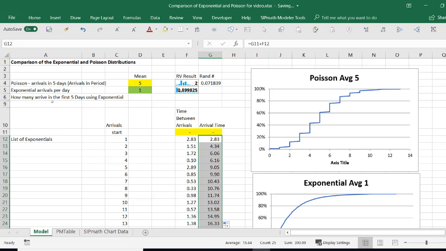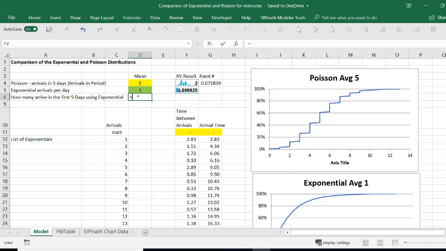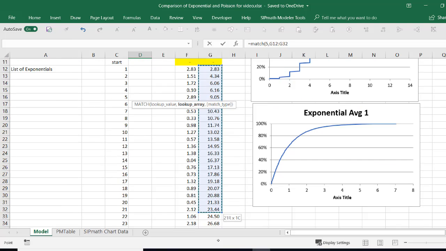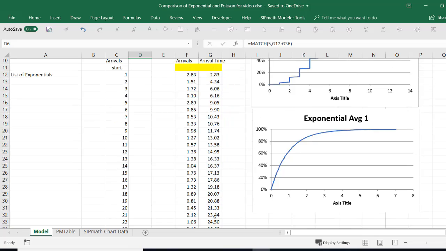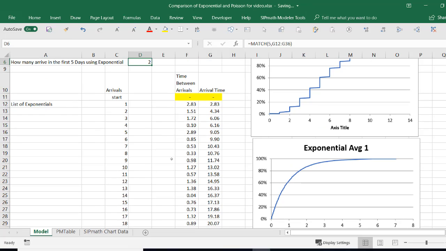So how many arrive in the first 5 days using the exponential? Well, in this particular trial, we can just count them up. And so we can see that there are 2. Now, how can I get that automatically? Well, one way to do that is to say equals match. And I want to match 5, the value 5, because that's how many days I have in this list. And it gave me 2, which is what I expected.